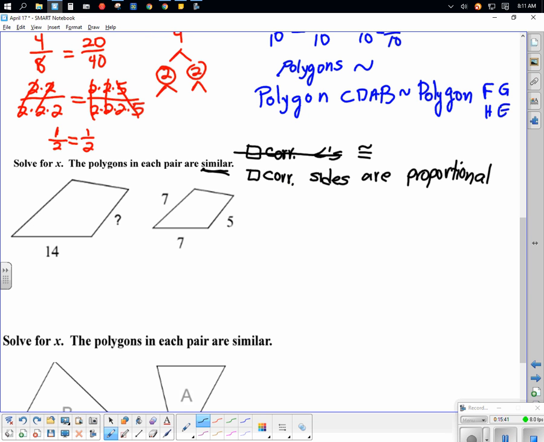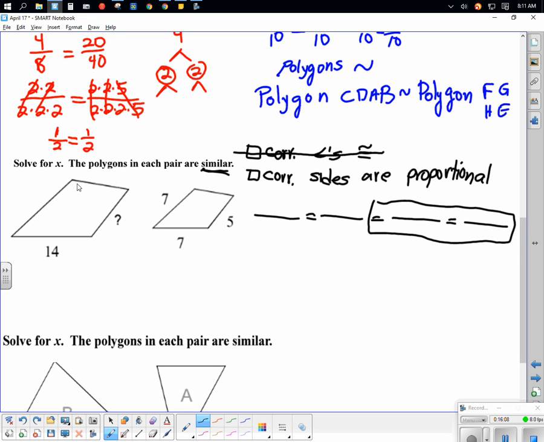Now, corresponding sides are proportional. They gave me sides. There are 4 sides, so there should be 4 proportions. 1, 2, 3, 4. Now, I can tell you that these are useless. They will not be able to help you. How do I know that they're useless? They gave me no information on these 2 sides. So this one, I cannot use it.